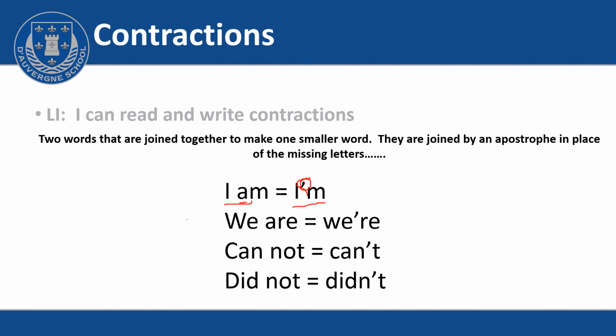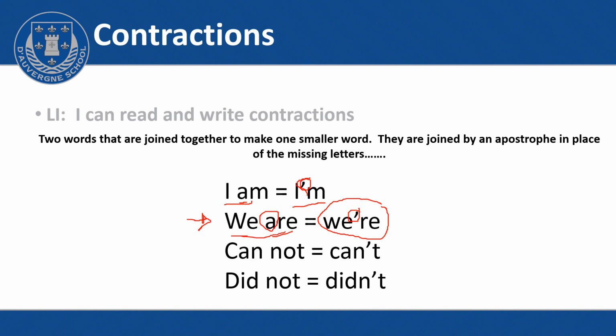And we've got two words here. We are. Contract them together to make one word. We now have created the word we're. And the apostrophe is in place of the letters that are missing. In this case, it's just the one letter, which is the A. So as a result, we've contracted we are to we're. And let me just make one thing clear, that the meaning is exactly the same.